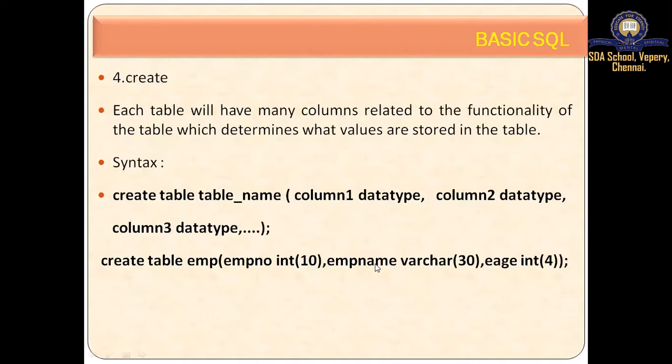EMP name is the second column name. Its data type is varchar, that is, the employee name is going to contain only characters, so we say varchar. What's the maximum size of EMP name? 30 characters. Age is my third column name. Definitely the age data type will be integer because age will be numeric. So int of 4.